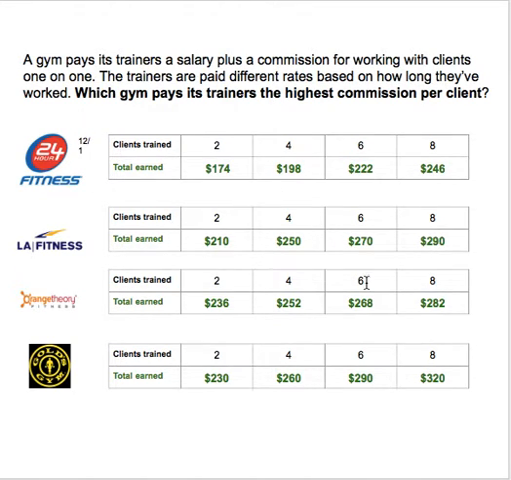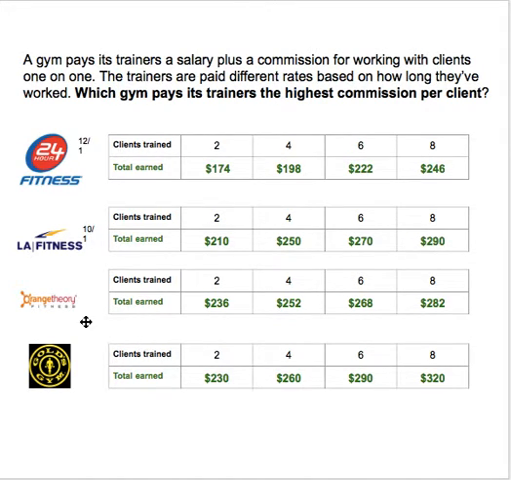Okay, now let's go to LA Fitness. Let's take another change in Y over a change in X. Again, I'm going to compare 6 to 4 since I did 6 to 4 here. So I'm going to start with $270 minus $250 in change in Y. And that gets me $20 over 6 minus 4. And 6 minus 4 is 2. And so they get $20 for extra 2 clients. So that goes down to a $10 per one, or 20 for 2. So I'm just going to type this here. So far, 24 Hour Fitness does the best job.